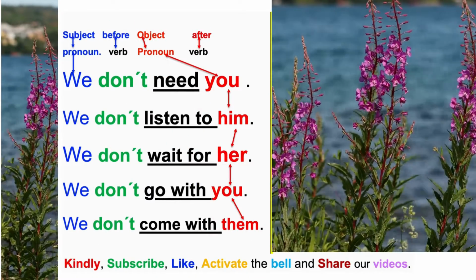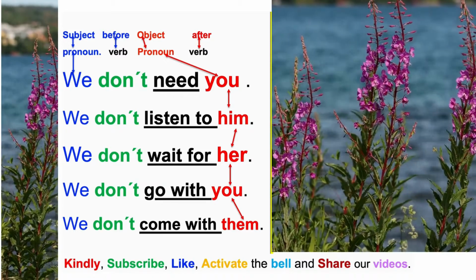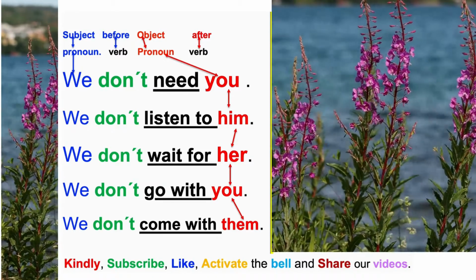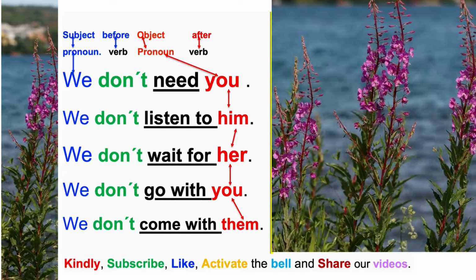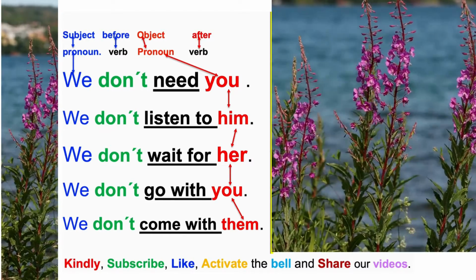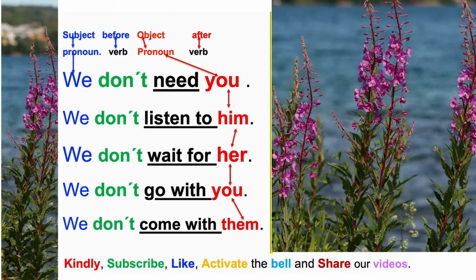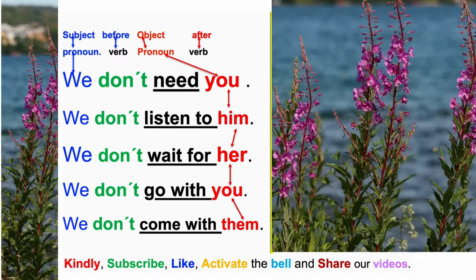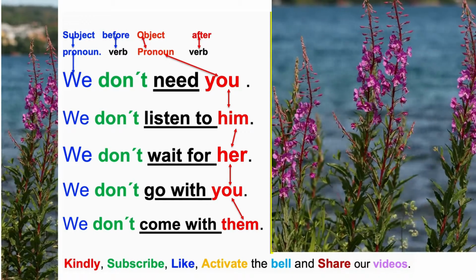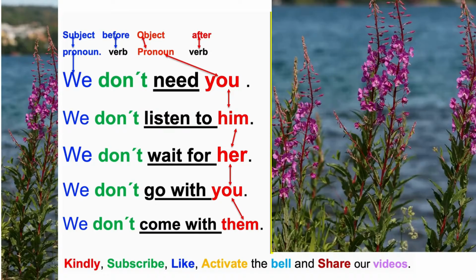We don't need you. We don't listen to him. We don't wait for her. We don't go with you. We don't come with them. Let's repeat after me. We don't need you. We don't listen to him. We don't wait for her. We don't go with you. We don't come with them.